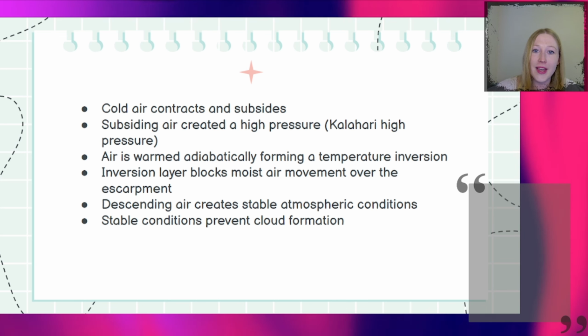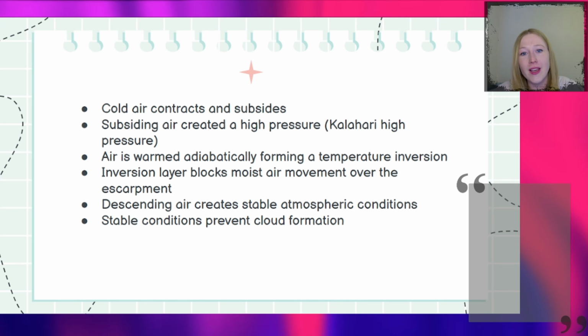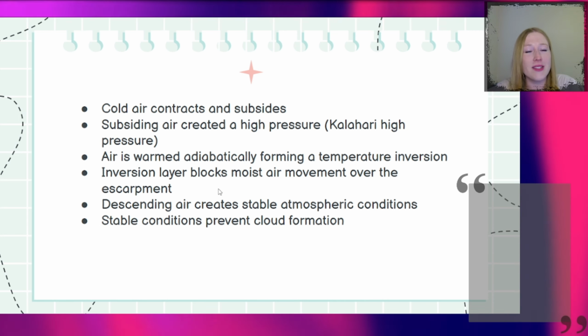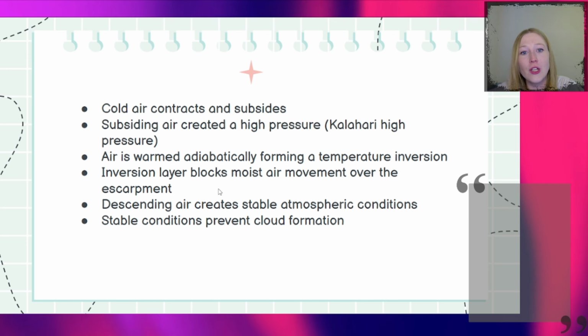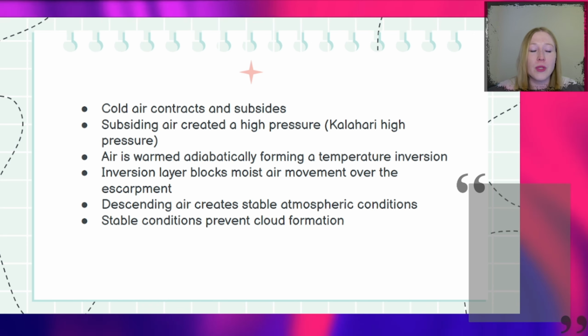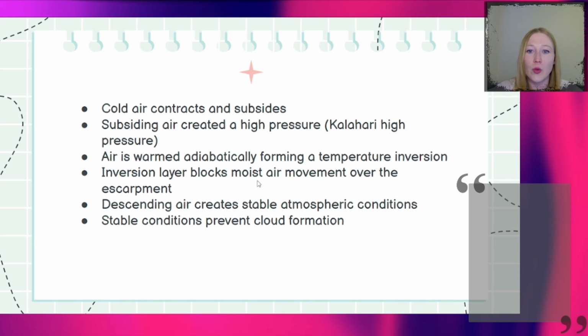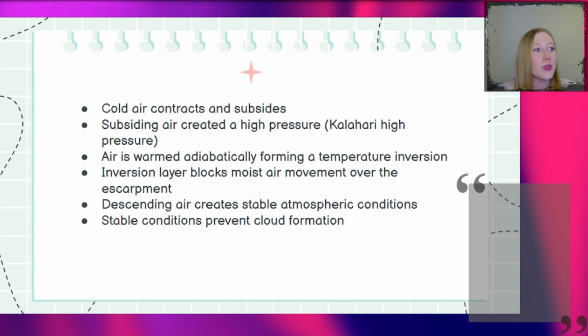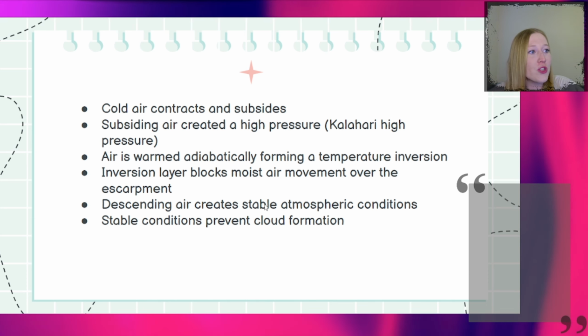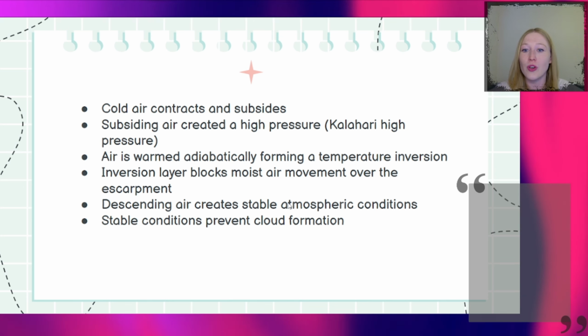That sinking air puts pressure on the ground, and we have the formation of the Kalahari high pressure. As the air sinks, it is heated adiabatically, which means that it's just heated because it's placed under pressure. With this heating, we have the formation of an inversion layer. So that means we have a layer of air that is warm, and with this inversion layer, we actually have stable conditions.